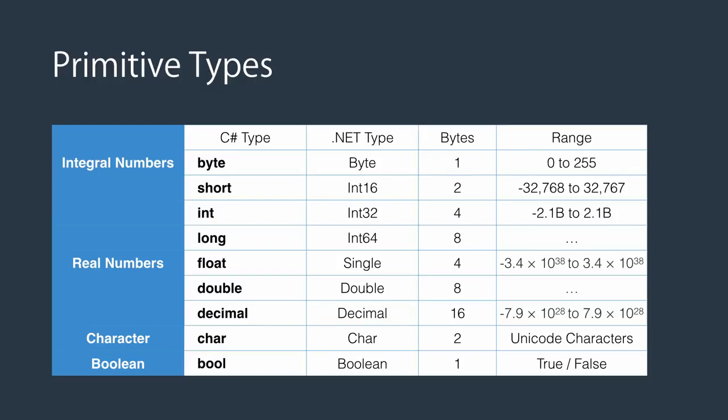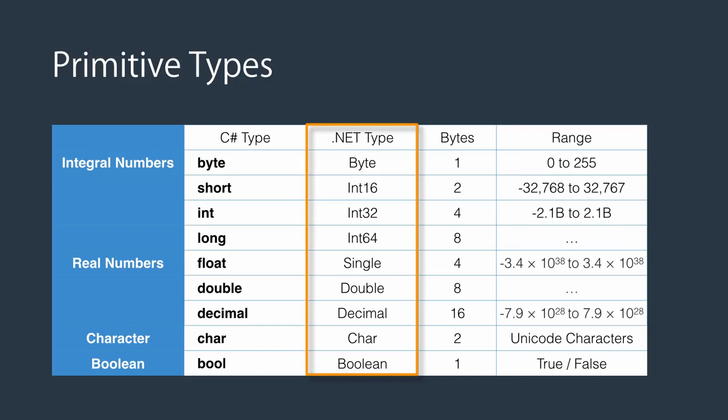So let's take a look at the table here. On the left side, I have divided these data types into 4 categories: integral numbers, real numbers, character, and Boolean. This column shows the C# data types, and these are C# keywords. Note that C# keywords are always lowercase. Each of these C# keywords or C# types maps to a type in .NET Framework, which is displayed in this column.